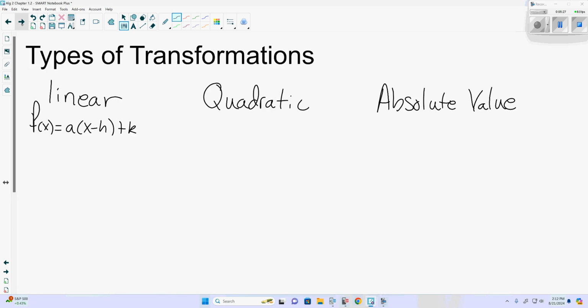Quadratic. F of x is equal to a parentheses x minus h squared plus k. Looks kind of similar to how we wrote the linear, yes? But it's a quadratic. We have that square, that power of 2. Absolute value.